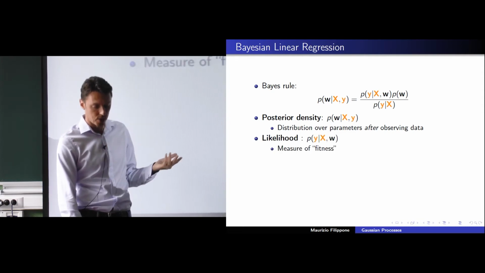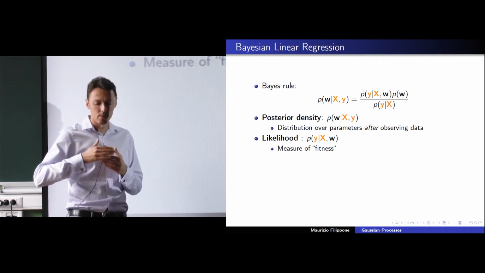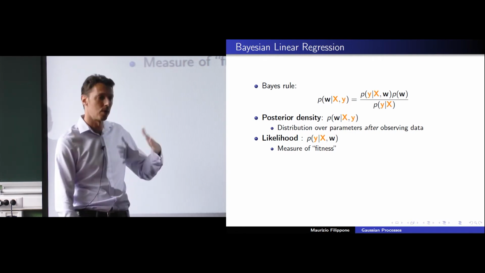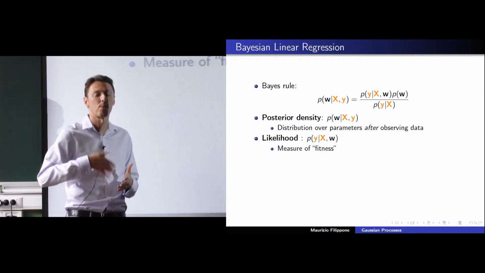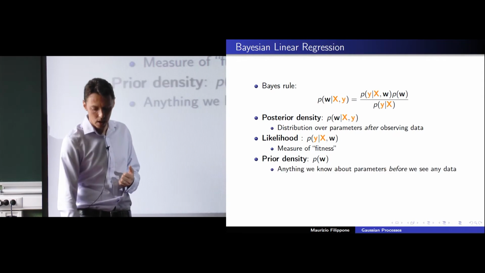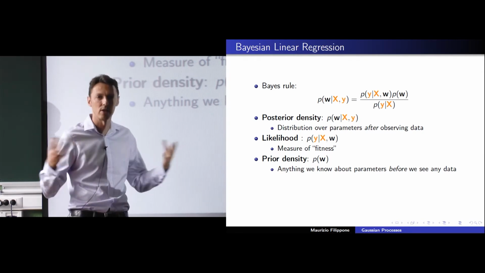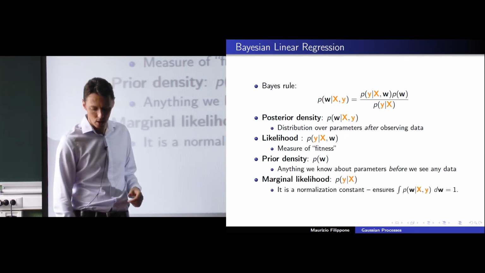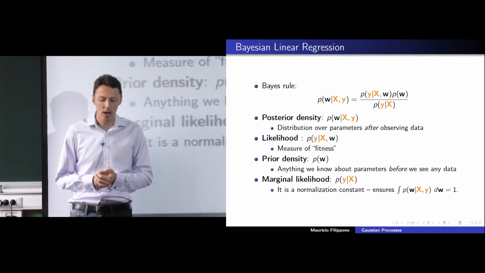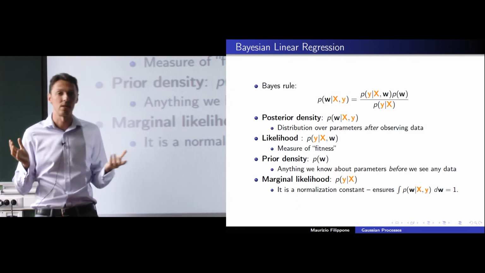Then we have the likelihood, which is our measure of fitness. It's going to be higher if my W are good. This is the probability of observing Y given the parameters. The prior is anything we know about parameters before we see any data. We can choose whatever covariance we want for these Gaussians over the parameters in the prior. Then there is the famous marginal likelihood in Bayes' theorem, which is just a normalization constant.